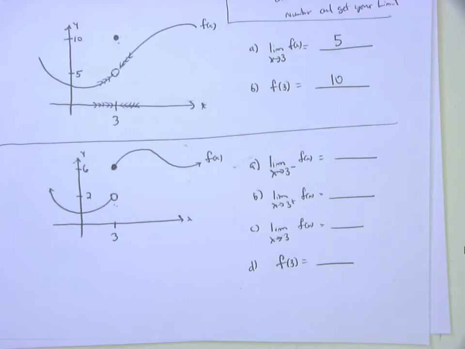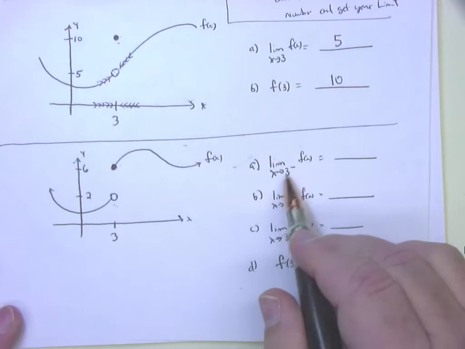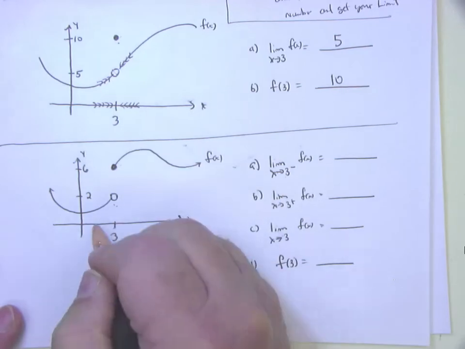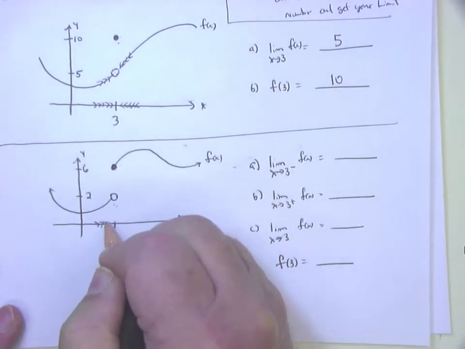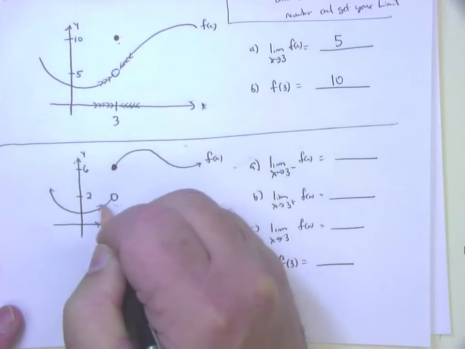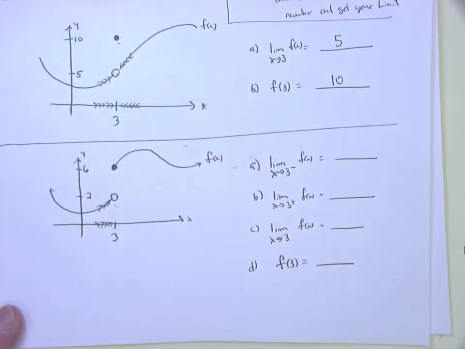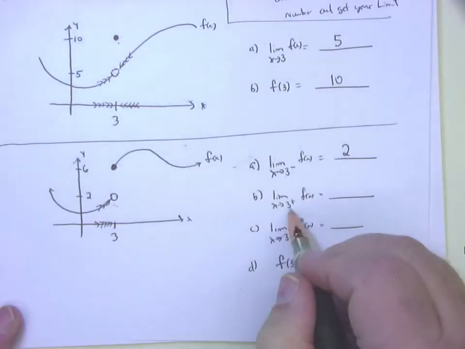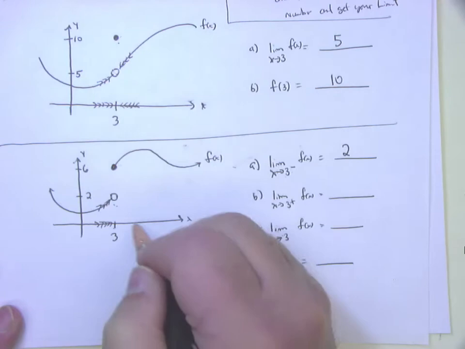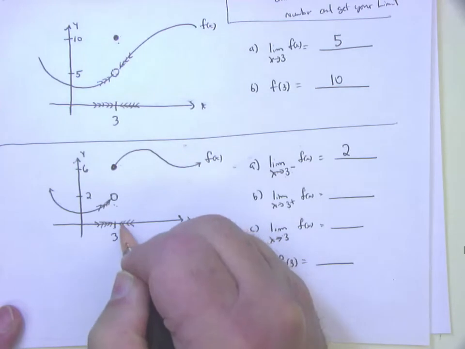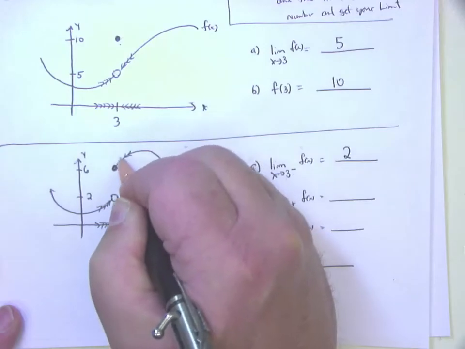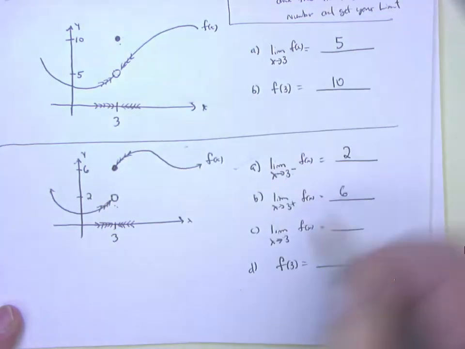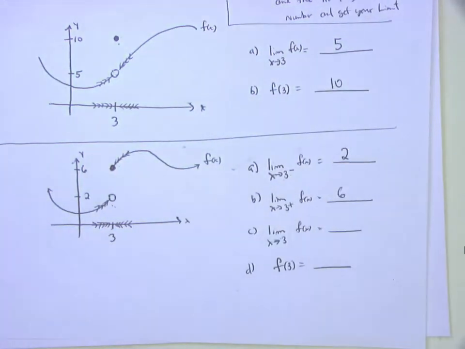Classic piecewise function. So, what is the limit as x approaches 3 from the left? I'm going up to 3 on the left side of 3. As you plot the graph, where's the functional value going? 2. Answer's 2. What is the limit as x approaches 3 from the right? From the right, that means from above 3. Where is the functional value going? 6.